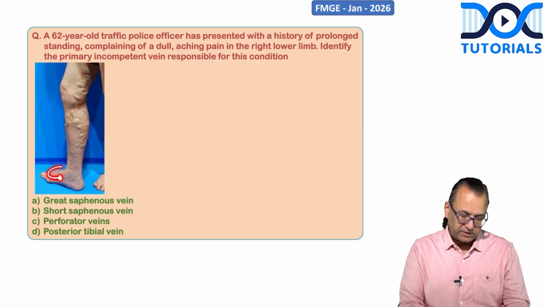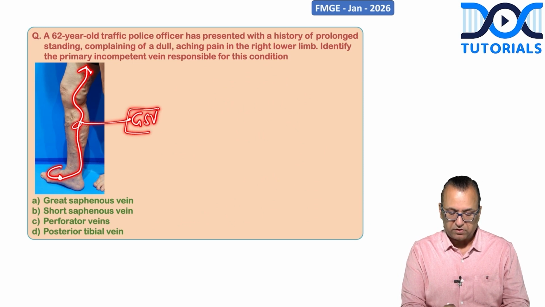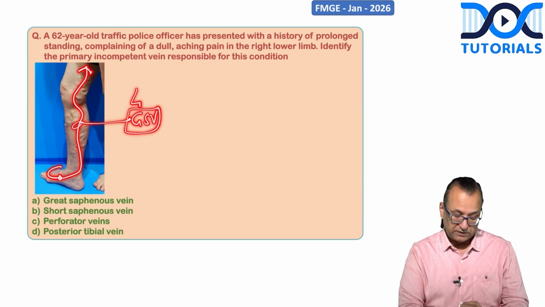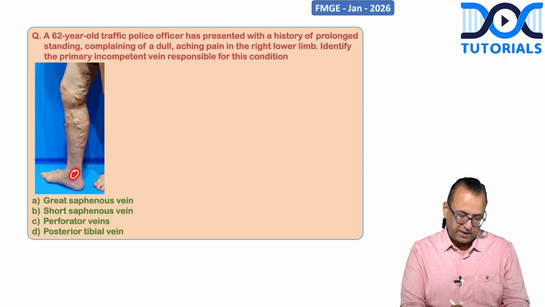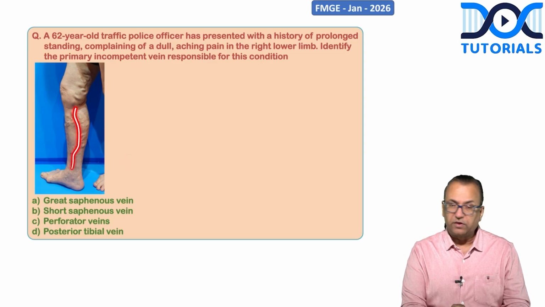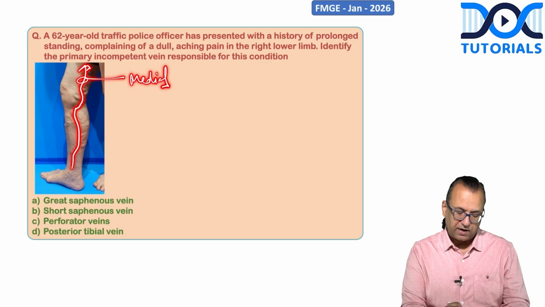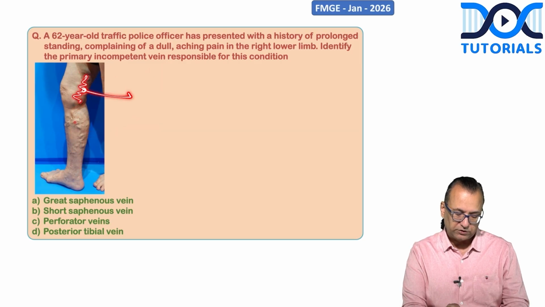Dorsal venous arch on the medial side forms the great saphenous vein, and it runs like this. This is the location of the great saphenous vein or long saphenous vein, identified by the fact that it will be running anterior to the medial malleolus, runs anteromedial on the leg, goes slightly posterior to the knee joint, and again runs in the medial thigh. So medial thigh and medial leg and anterior to the medial malleolus. This is the vein which is shown here, dilated, elongated, tortuous.